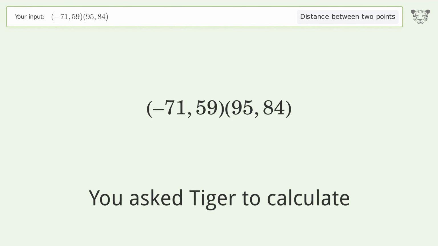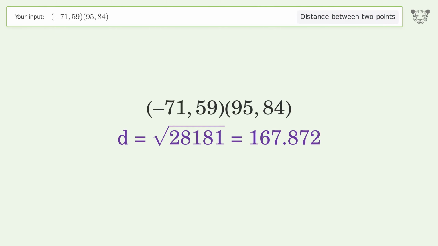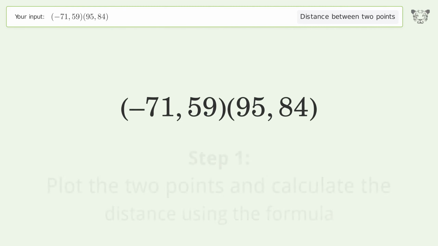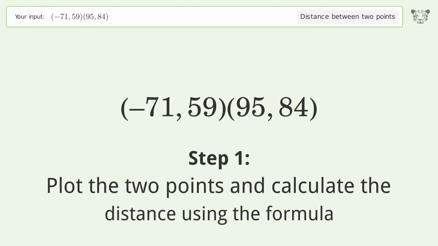You ask Tiger to calculate. This deals with the distance between 2 points. The distance between the 2 points is the square root of 28,181 or 167.872. Let's solve it step by step. Plot the 2 points and calculate the distance using the formula.